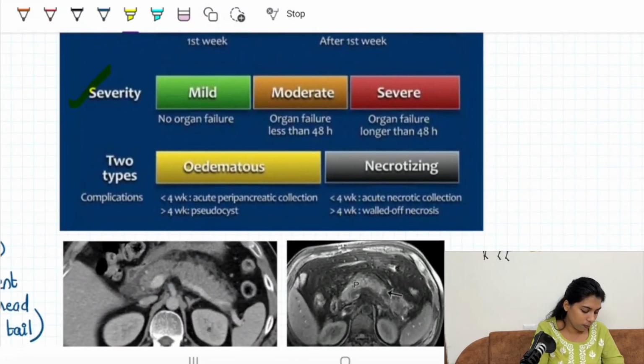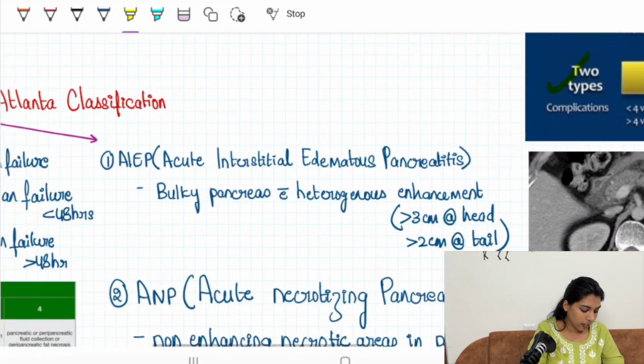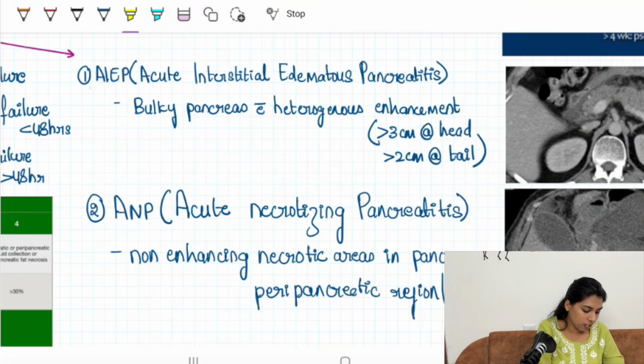And finally, which is the most important for the radiologist, is that it divides acute pancreatitis into acute interstitial edematous pancreatitis and acute necrotizing pancreatitis. Now we'll see these 2 conditions with an example. First one is acute interstitial edematous pancreatitis, that is AIEP. This is characterized by a bulky pancreas which shows heterogeneous enhancement on post-contrast.